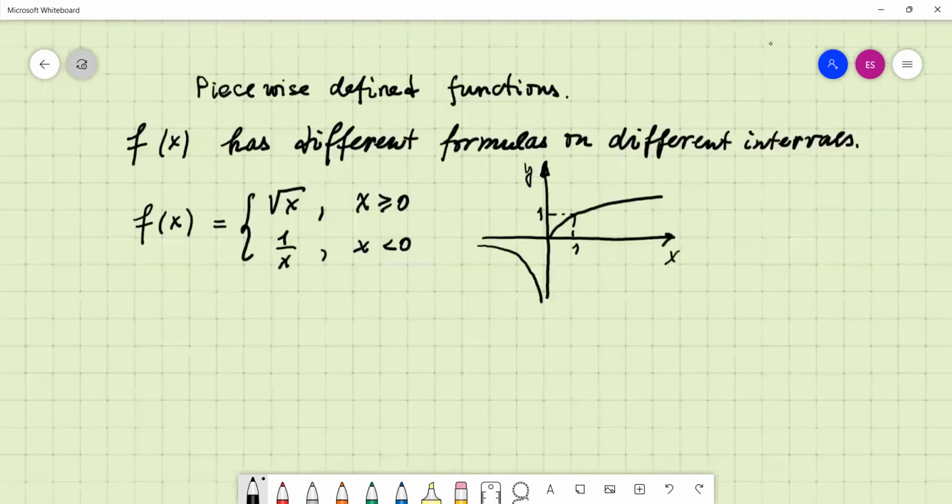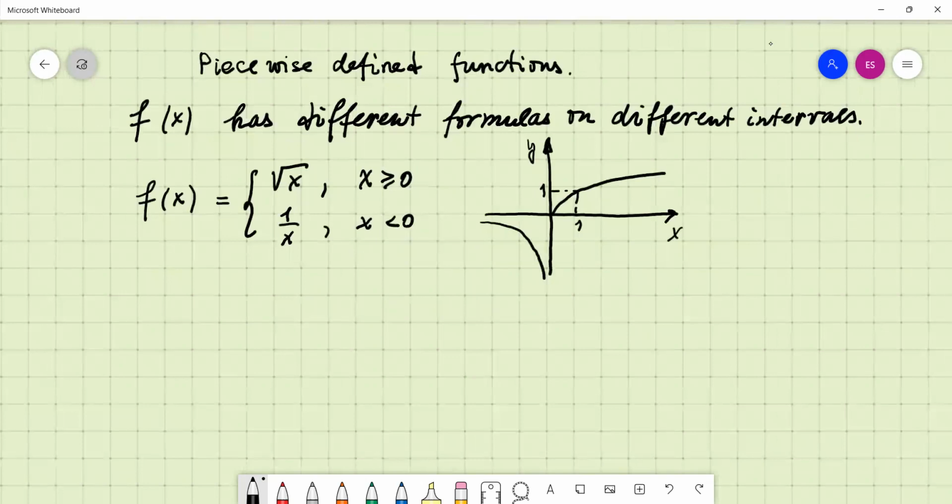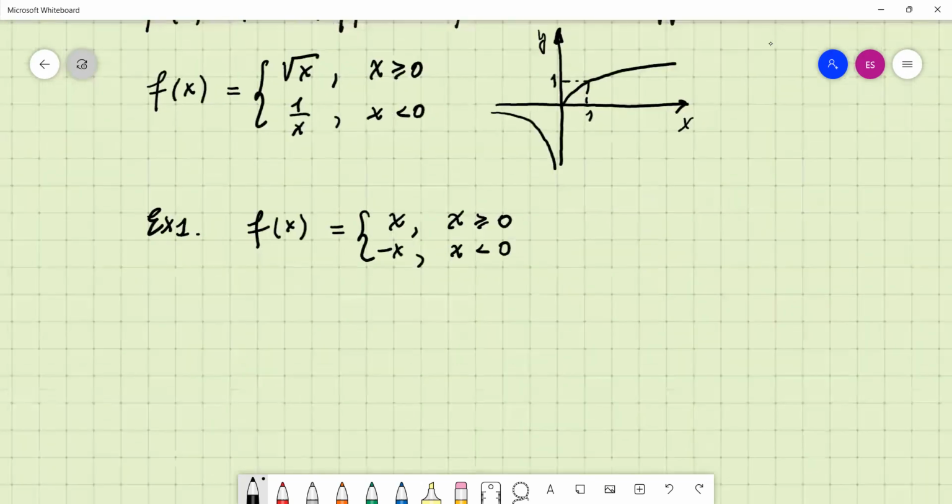A very important example of a piecewise defined function is absolute value. I'm going to set the function f of x equals x when x is greater than or equal to 0, and negative x when x is less than 0. Graph it, and then maybe we label it. So how is this graph going to look?